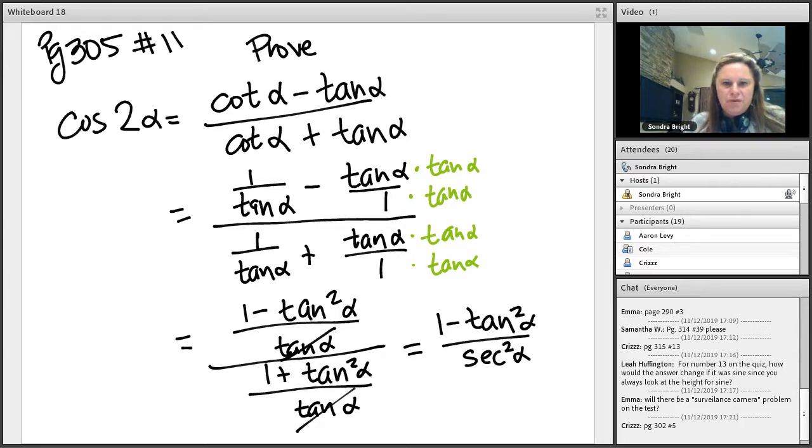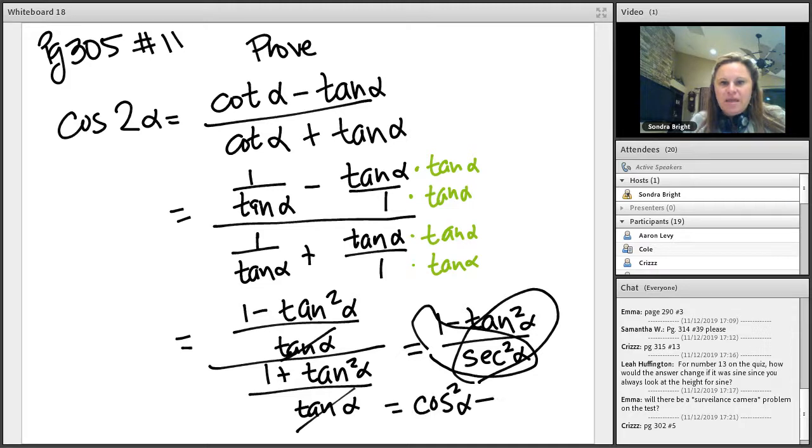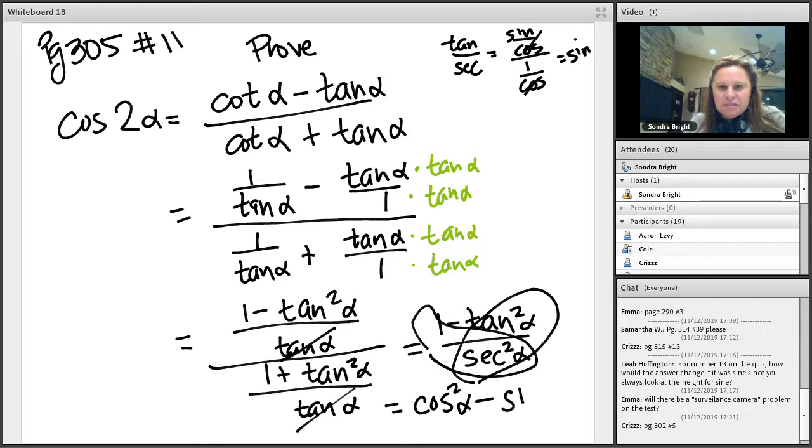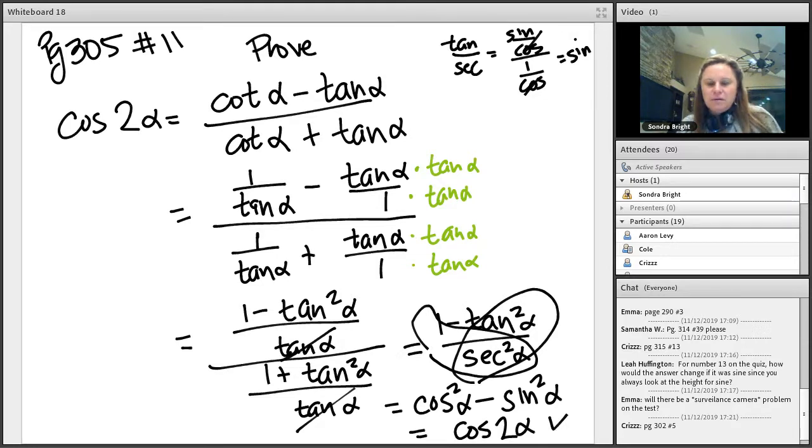And then if you split these up, you'll end up with a 1 over secant squared, which is cosine squared, and then a minus tangent squared over secant squared. Tangent over secant is sine over cosine over 1 over cosine, and so it ends up being a sine, right? But we have squared on them, so it's a sine squared. And cosine squared minus sine squared is an identity for cosine of 2 alpha. There you go.